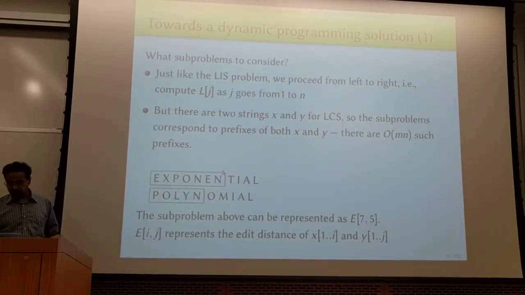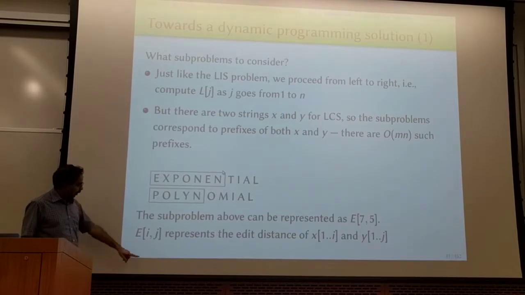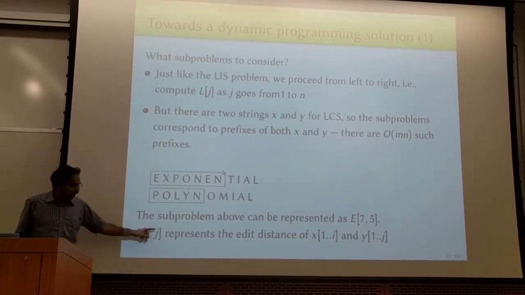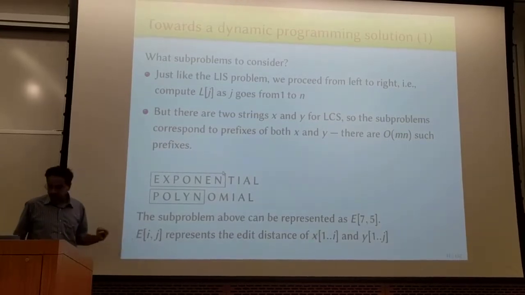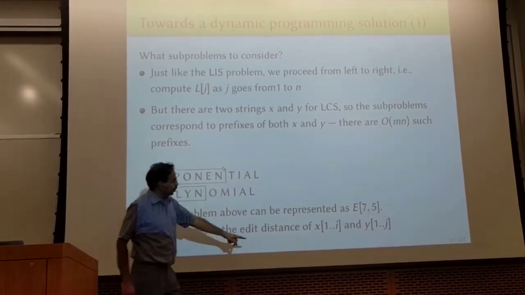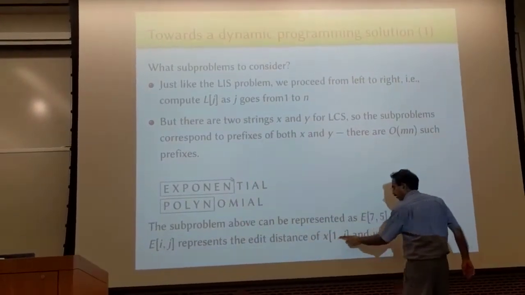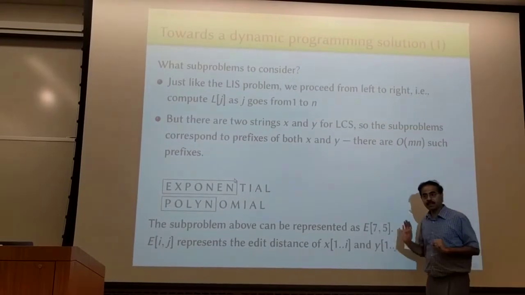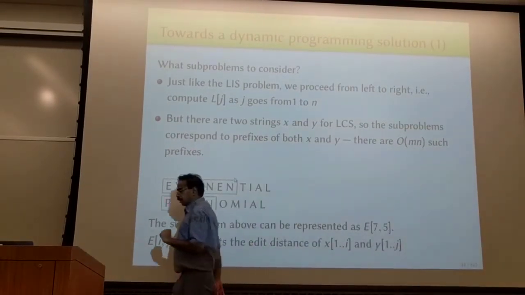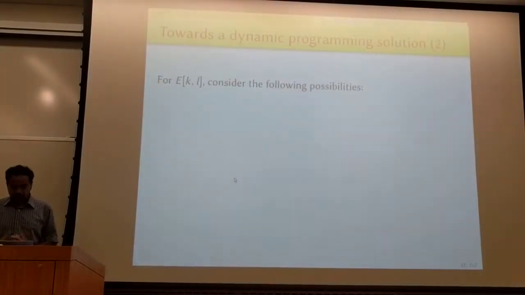Once again, keep in mind that i denotes the prefix of x, and j denotes the prefix of y. So when we say E of i j, we are talking about the edit distance of the prefix x1 through i with the prefix y1 through j. So keep that clearly in mind.